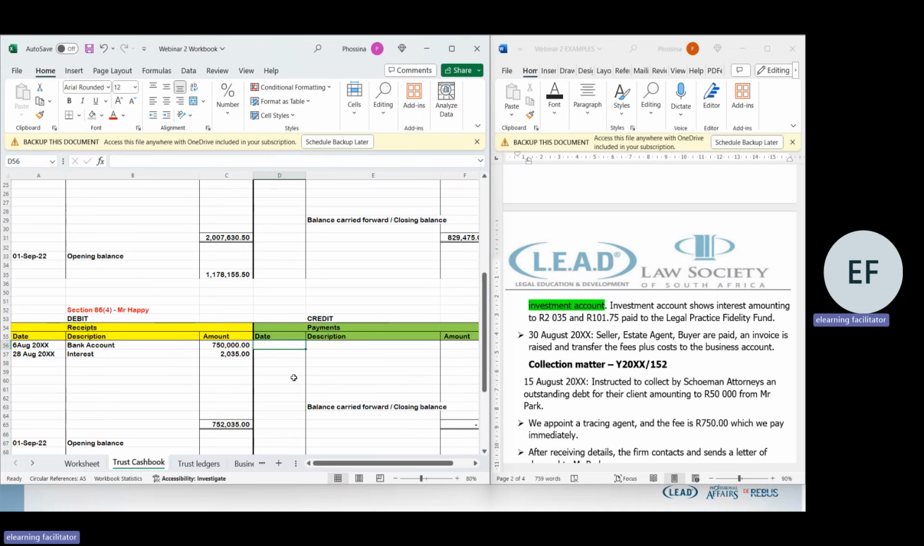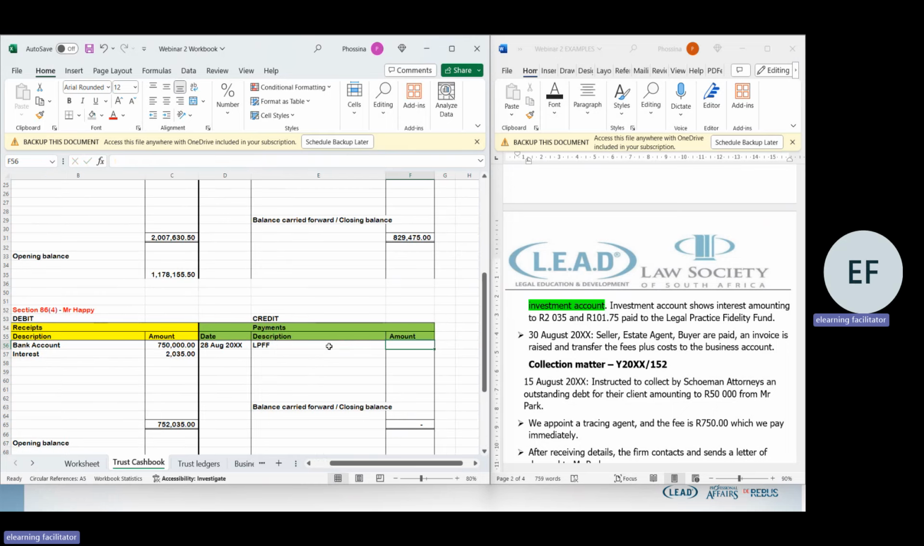Okay, so in this case, 28 August, 20XX, we are told that there is a payment, LPFF, Legal Provident Fund, so you can write it in full. I'm going to shorten it. So it's 101.7. How did they determine it? It's basically 2035 multiplied by 0.05, 5%. So it gives us what the bank has already paid.